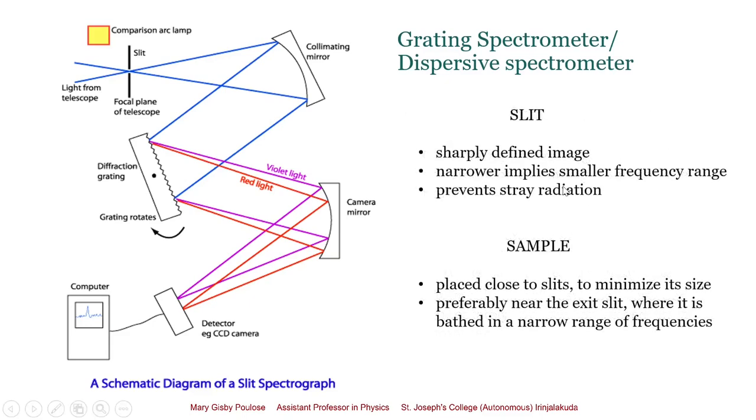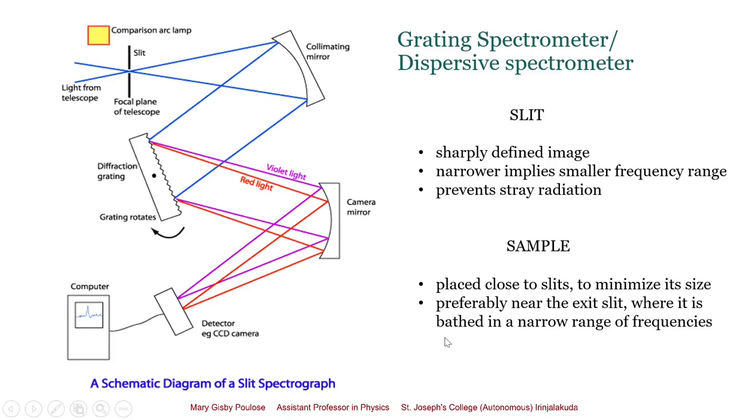Here, what we need to understand is that the slit shows a sharply defined image. By the nature of the slit, the shape of the slit, we get a sharply defined image. And if we use a very narrow slit, we get a smaller frequency range to pass through. Now we use narrow slits to prevent stray radiations from falling into the instrument.